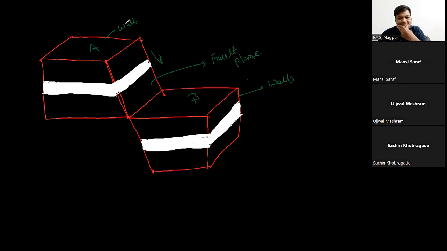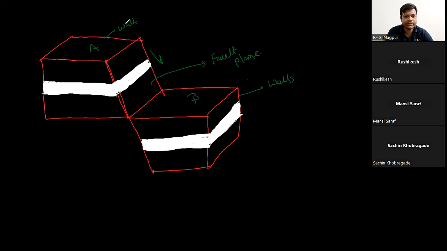The one above the fault plane is the hanging wall, B is the hanging wall. Just tell me in terms of A and B. Which is hanging wall and which is footwall? B is hanging wall and A is footwall.